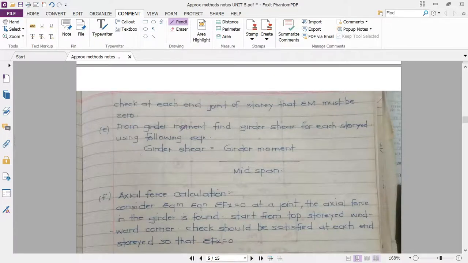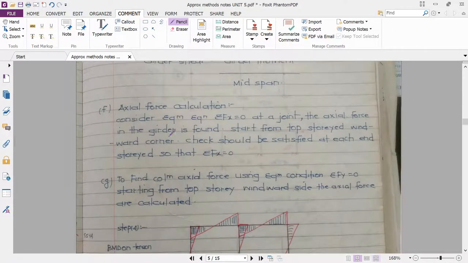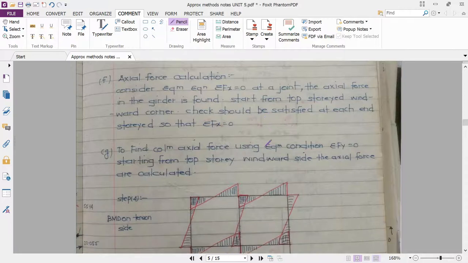Now from the girder moment find the girder shear for each story using the equation: girder shear equals girder moment upon mid span. Now, how are the axial forces calculated? Consider the horizontal force, that is summation of Fx equal to 0 at each joint. Axial forces in the girder are found, starting from the top story to the windward corner, windward that is downward corner, and the check should be satisfied at each story, so that the summation of Fx equals 0.